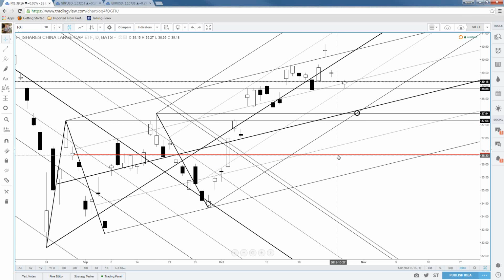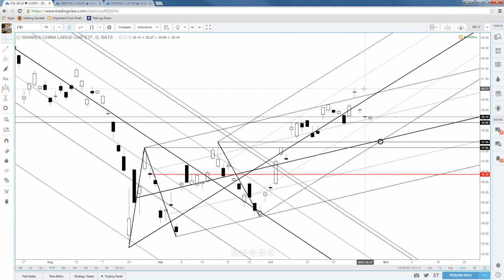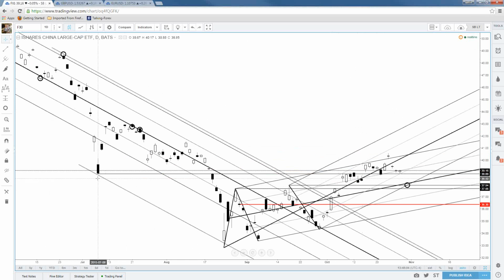And support here is like 37.90 or something. And that's the big support. This is a support here from these former lows, but the bigger support, in my opinion, is down here, just below 38.